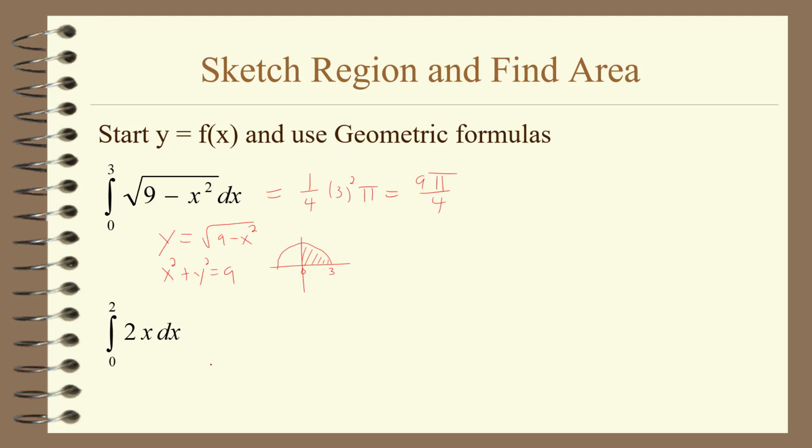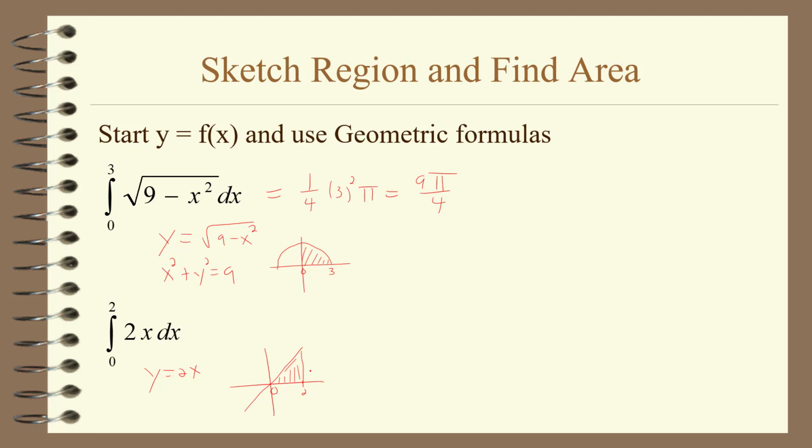Using the same kind of trick here, if I were to draw y equals 2x, that is a straight line going through the origin, but I'm only looking over the interval from 0 to 2. So I shade in between the graph and the x-axis for that interval. I get a triangle.